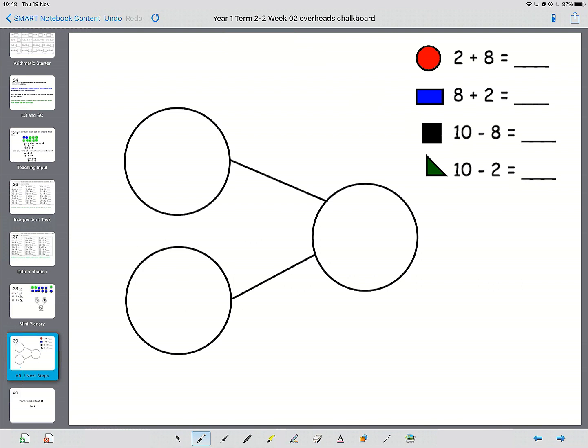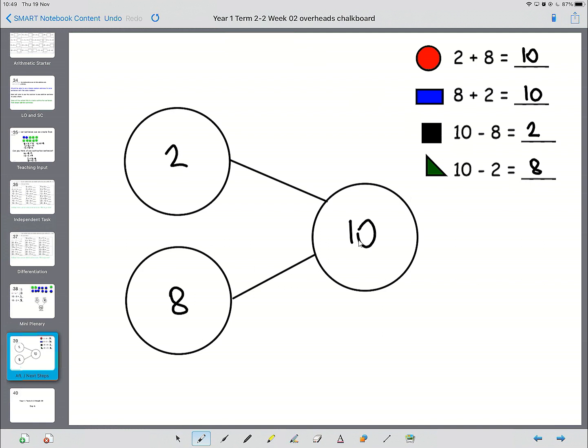Okay, so 2 plus 8 we know is 10. 8 plus 2 we know is 10. 10 minus 8 we know is 2, and 10 minus 2 we know is 8. So if we were to look at the circles option, we would have 10. We'd have 2 in one of the parts, and we'd have 8 in one of the other parts. Now, if we were to do the rectangle, that's a bit weird. We'd have 10 as the whole. We'd have 8 as one of the parts, which we've got down here, and we've got 2 as the other part.